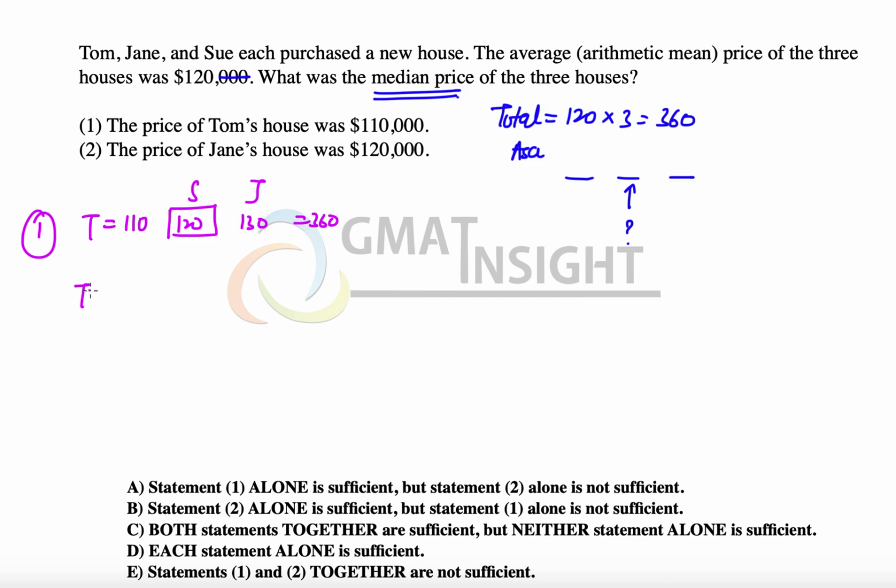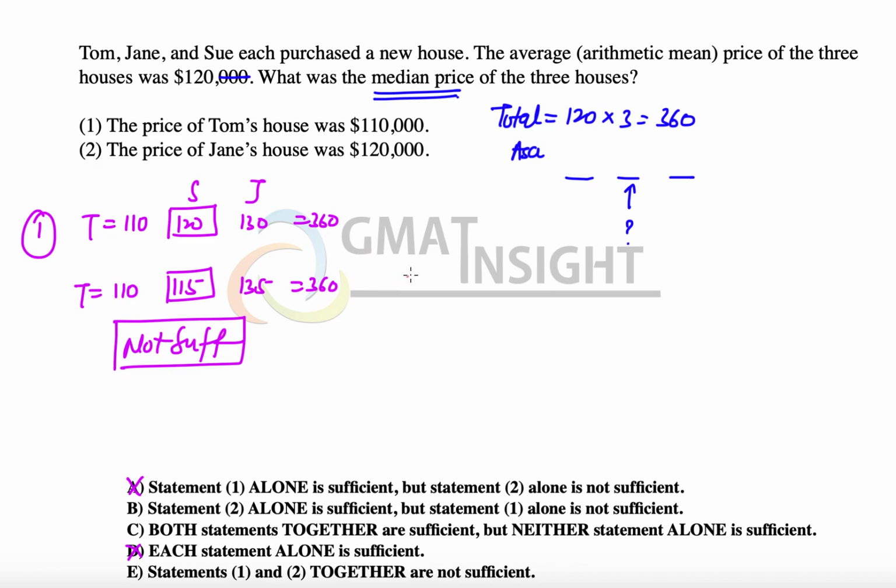The other possibility is that when Tom is 110,000, Sue could be 115,000, while in that case Jane will be 135,000. The sum is still 360, but the median is sometimes 120,000, sometimes 115,000, an inconsistent value. That means the statement alone is not sufficient to answer the question, and options A and D are out.